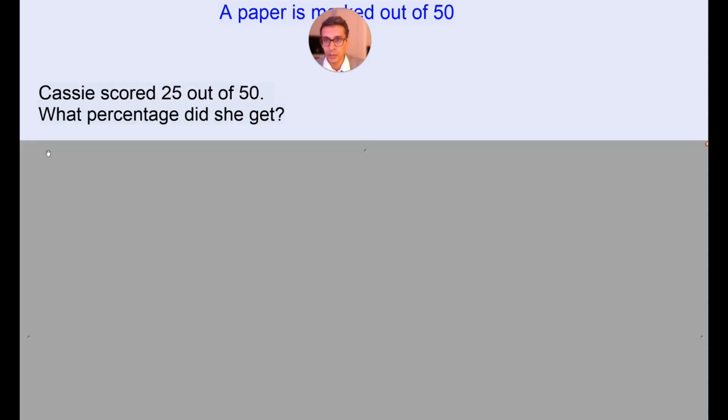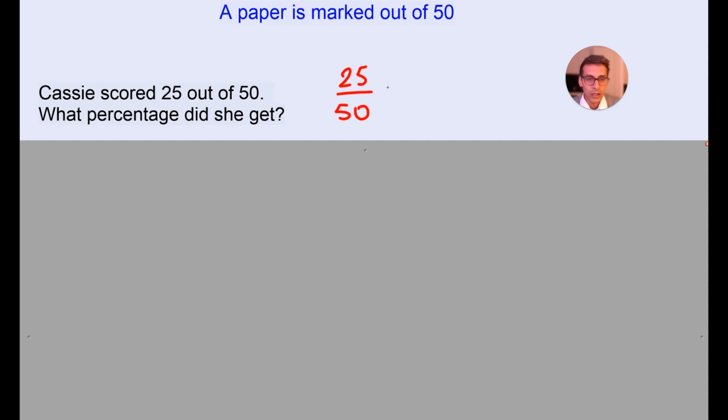Okay, next example here. So let's say this time the test was out of 50 rather than 20. What percent did Casey get this time? Well, 25 over 50 is equal to 50 over 100, and then straight away we can see that's going to be 50%.